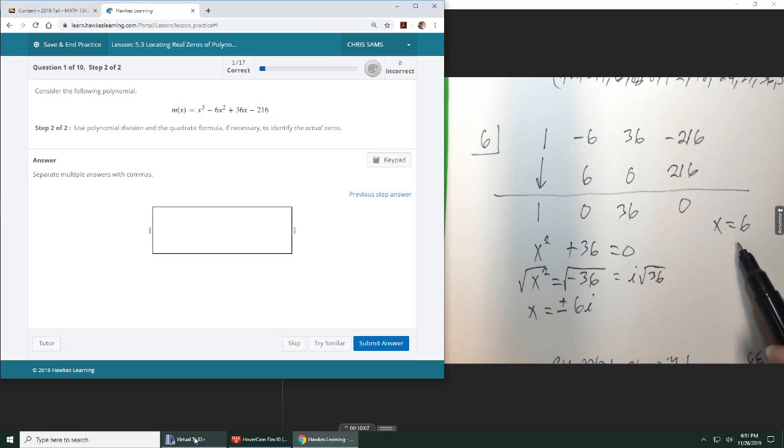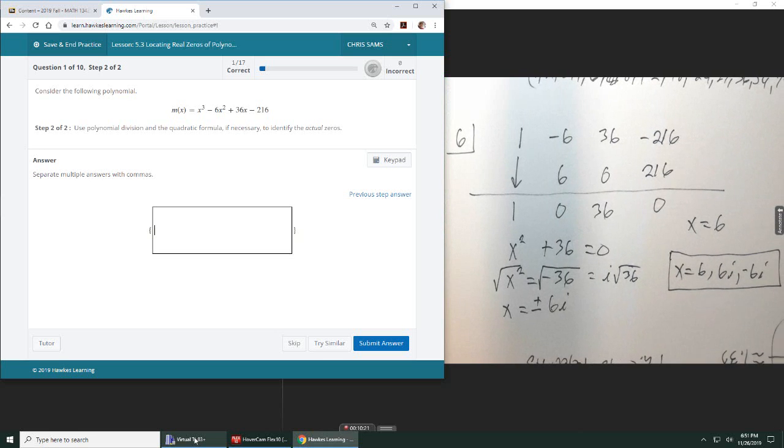So my three zeros are x equals 6, and then positive 6i and negative 6i. So these will be our zeros, okay, all three of them. It says just separate them with a comma, so this time they don't want ordered pairs. So we'll just say 6, comma, 6i, and then comma, negative 6i.